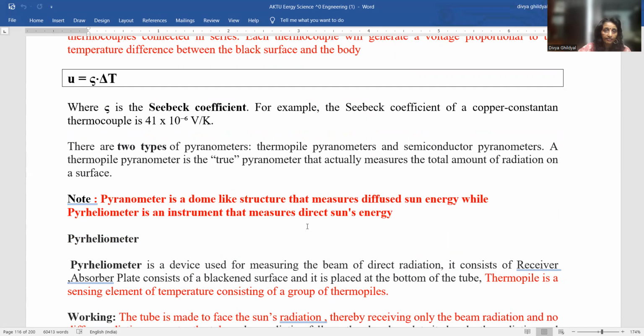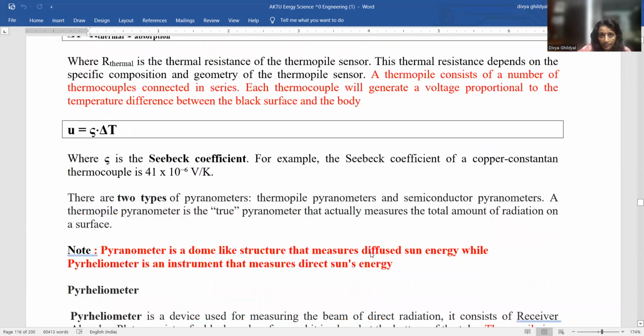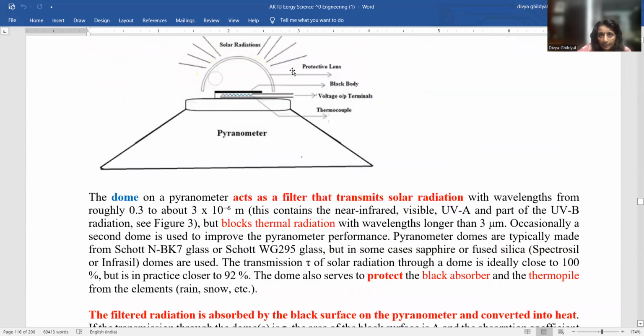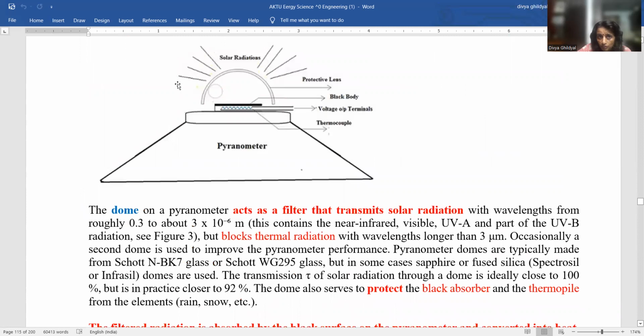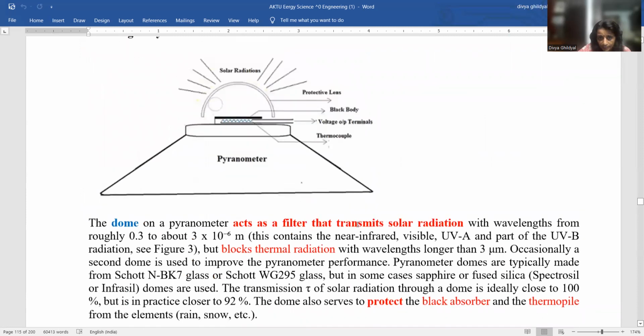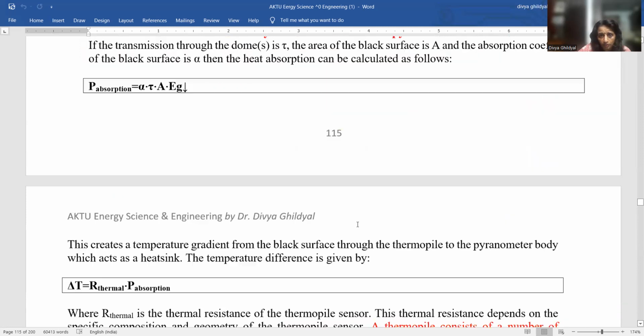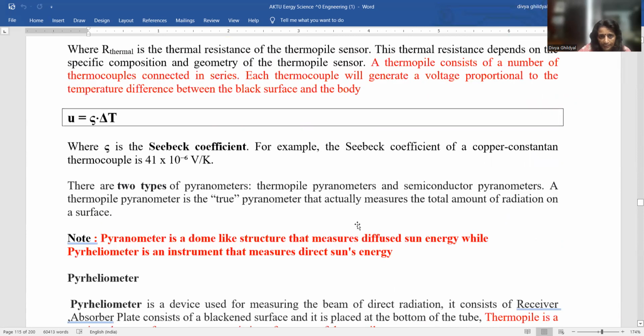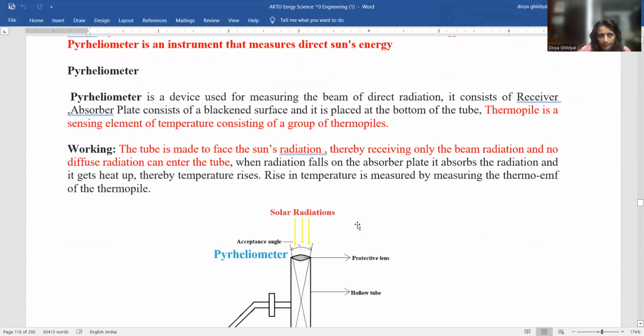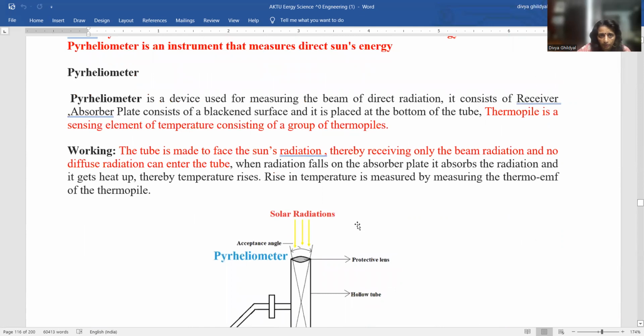Pyrheliometer is a device used for measuring the beam of direct radiation. Look here, in this diagram, there were other types of diffused radiation also falling on it. The direct and diffused radiation question is very important. I will continue in the next lecture. I will show you the whole comparison. Let me quickly finish pyrheliometer.